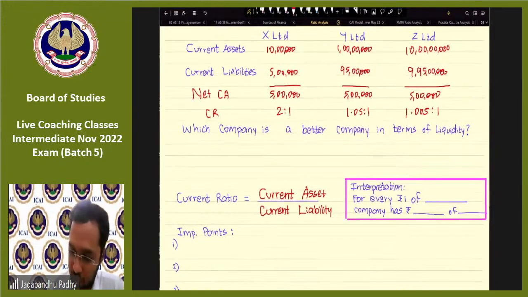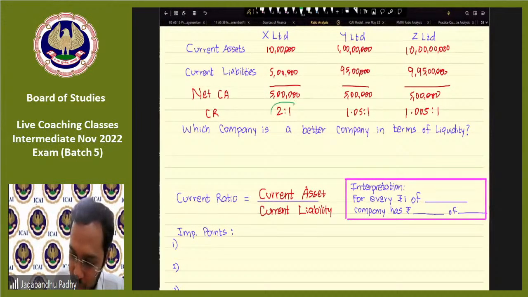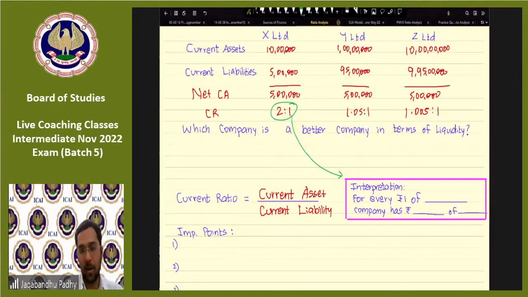So if I want to say, it's this portion, 2:1. When the current ratio is 2:1, can you give me what's the interpretation over here? What's the interpretation? For every 1 rupee of dash, company has dash rupee of dash. Fill in the blank. Can you fill in the blanks?